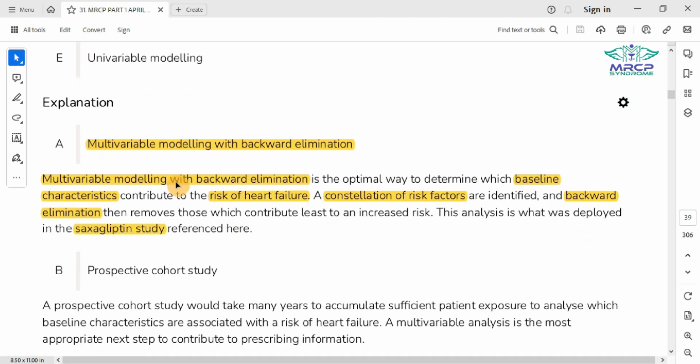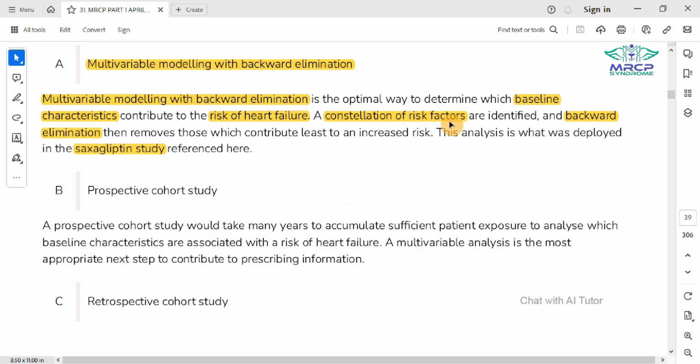Multivariable modeling with background elimination is the optimal way to determine which baseline characteristics contribute to the risk of the heart failure. A constellation of risk factors are identified, and background elimination then removes those who contribute least to an increased risk. This analysis is what was deployed in the saxagliptin study referenced here.